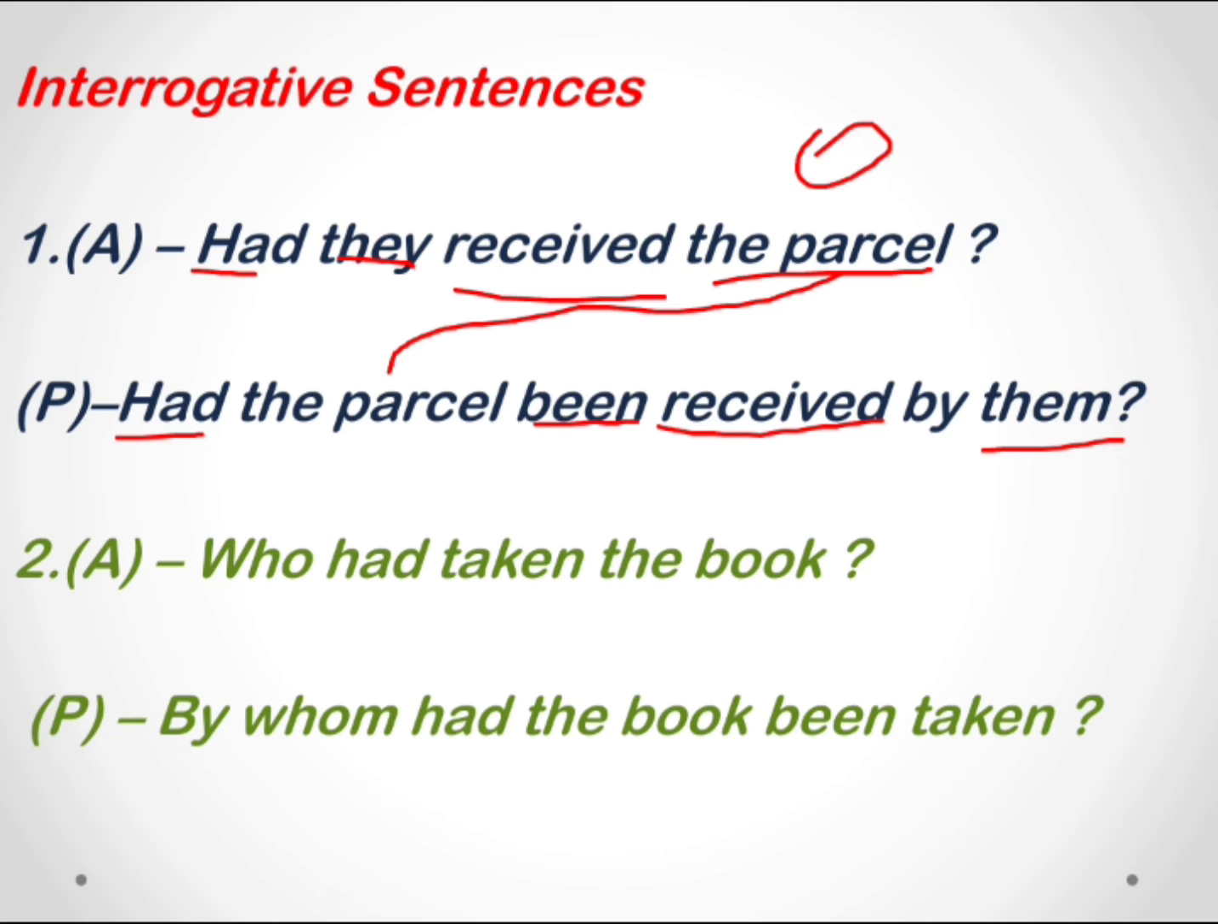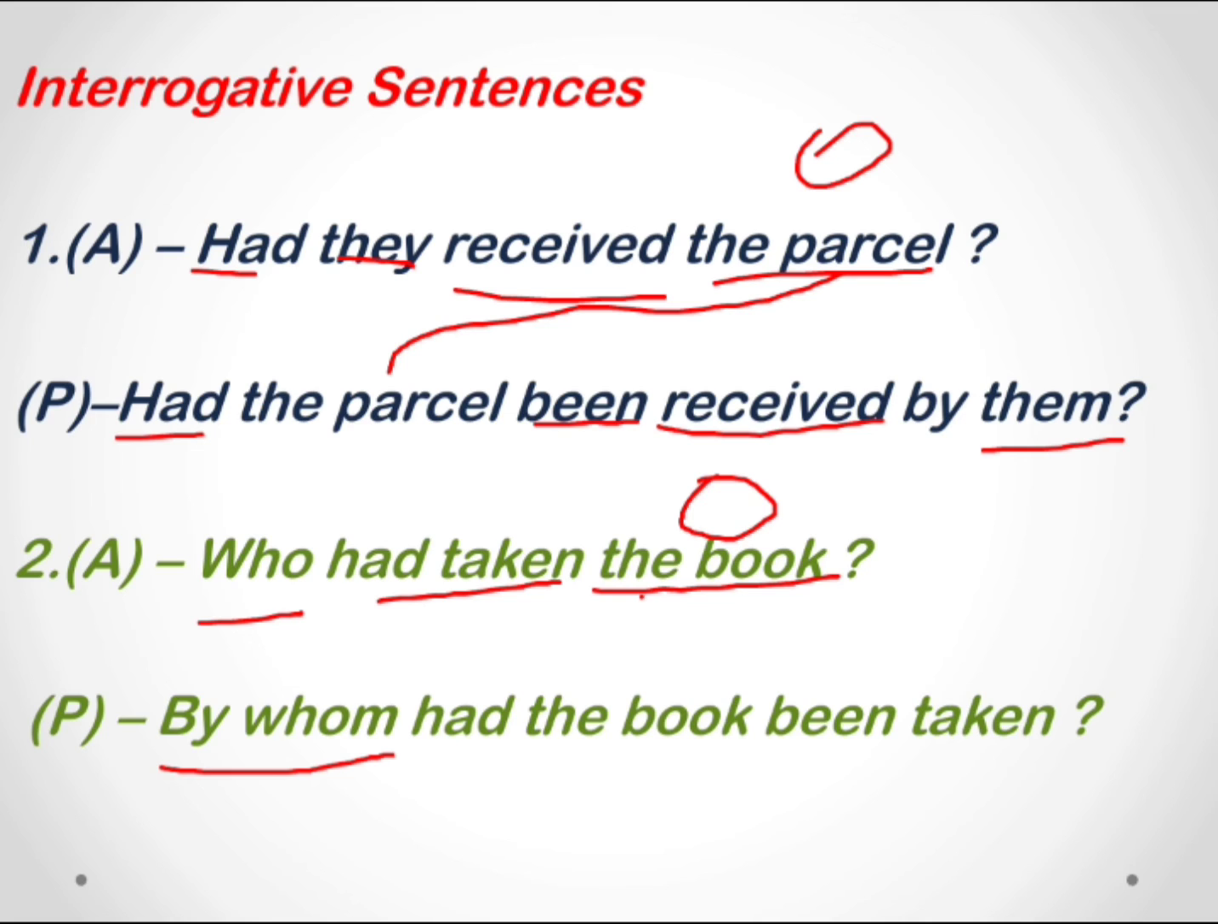The next sentence. Who had taken the book? So I've already told you in the previous videos, if the question begins with who in the active voice, in the passive voice it will change to by whom. Now in the active voice, who had taken the book? So had taken is the verb. What did they take? The book. So this the book is the object.